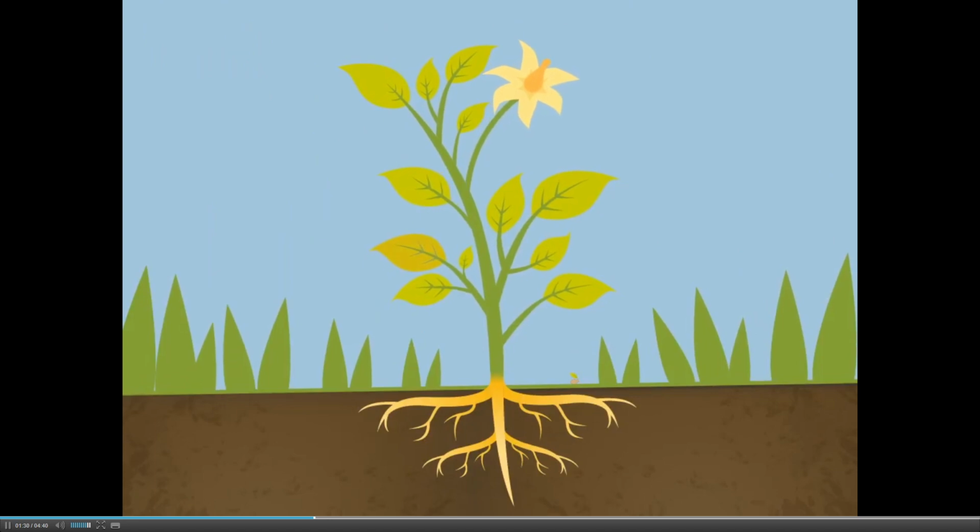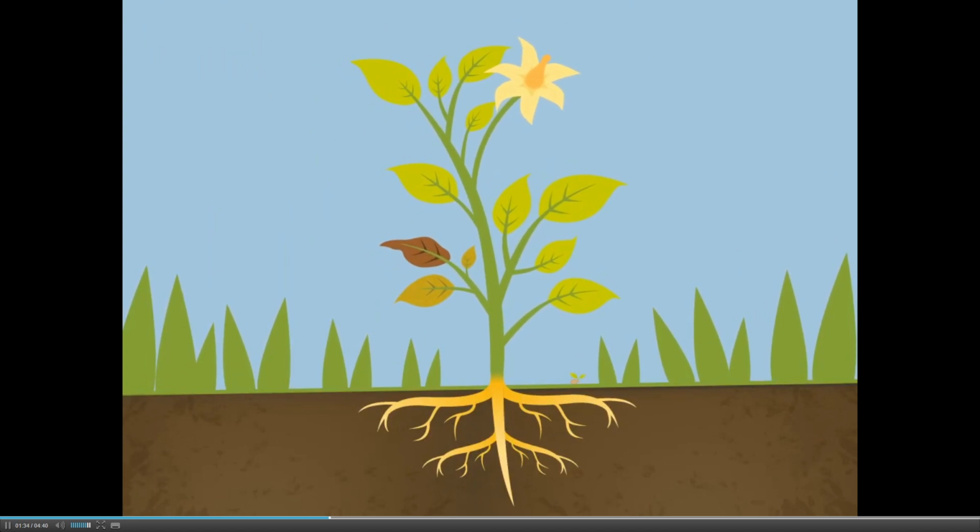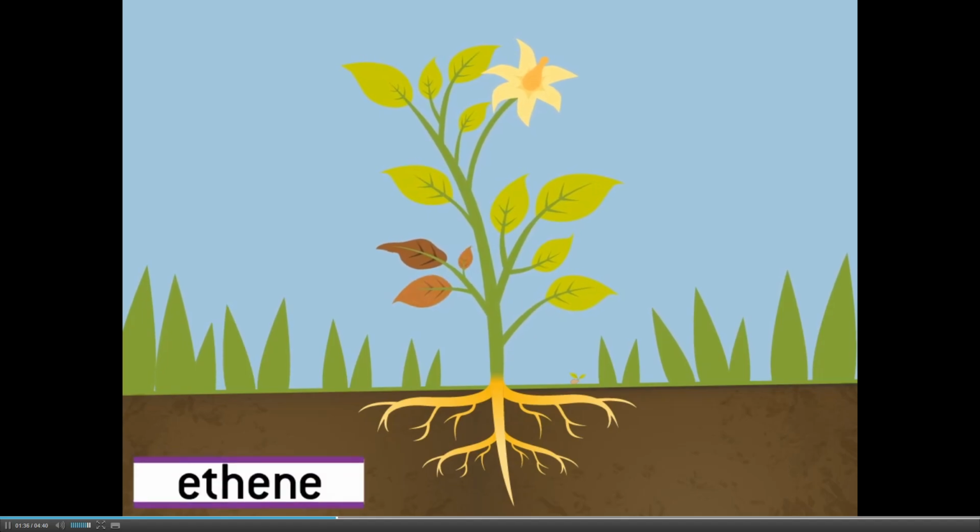Deciduous trees lose their leaves in autumn. This process begins when levels of auxin production decrease, stimulating the production of ethene.